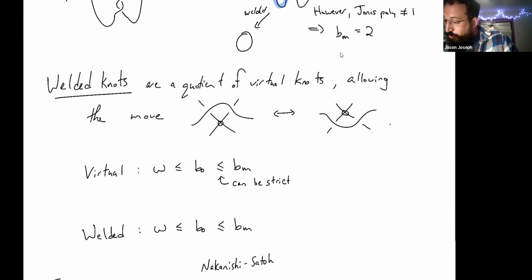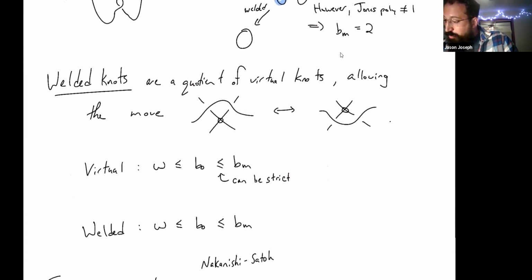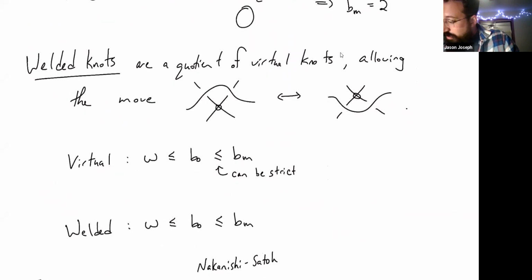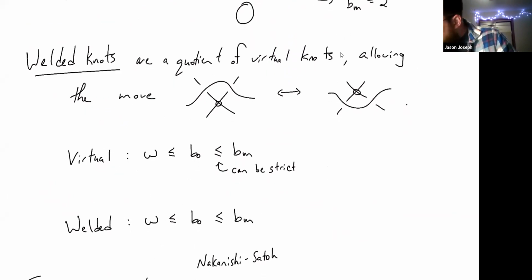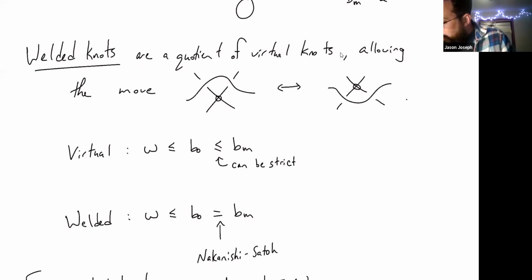Okay, so a couple of things about all these different notions. So we just said that the overpass number versus the number of maxima can be strictly distinct for virtual knots. For welded knots, it was actually proven that they're equal by Nakanishi and Sato. So that is kind of good, in my opinion.